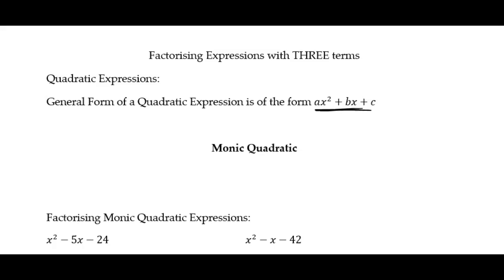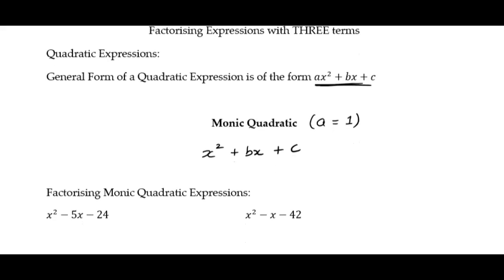Now, the next title I've written on that page is called Monic Quadratic, and that's the focus of today's lesson. When do we consider a quadratic monic? It is considered monic when the coefficient of x squared, which in this case is a, is equal to 1. So when the value for a is equal to 1, we consider that quadratic expression a monic quadratic expression. If I were to rewrite the general form with a equals 1, the expression is going to look like this: x squared plus bx plus c.